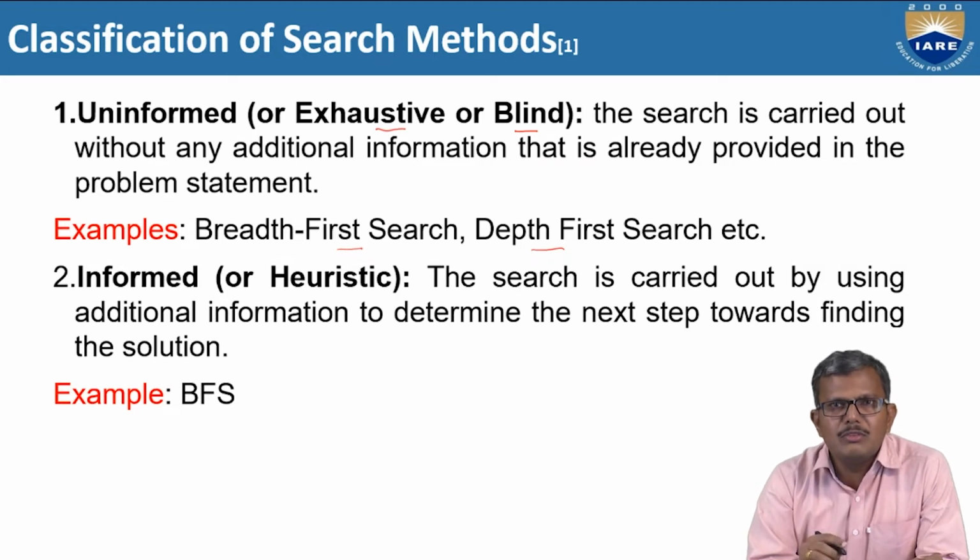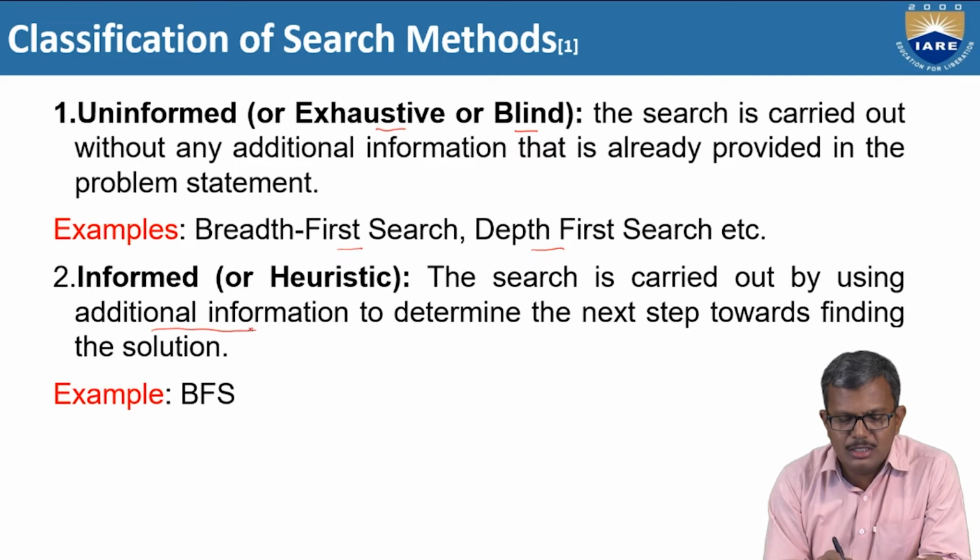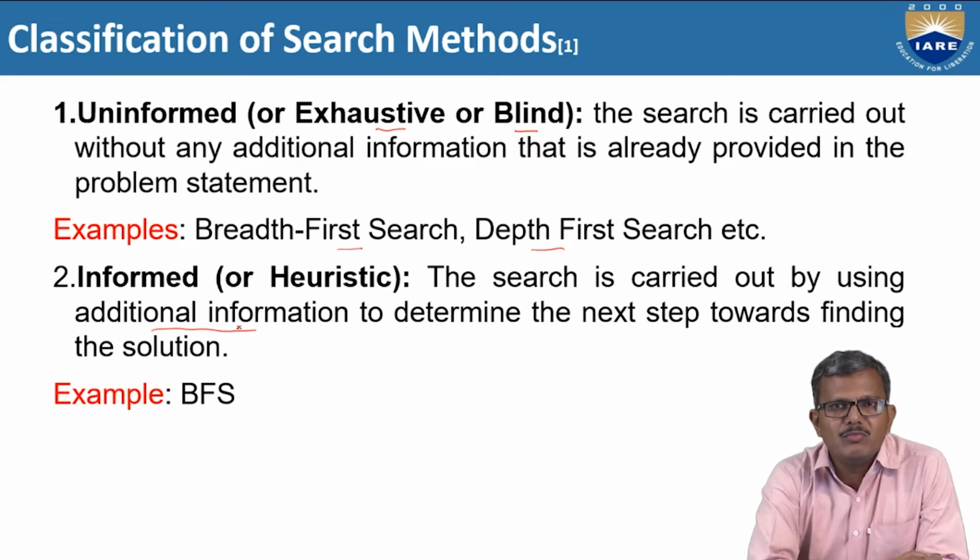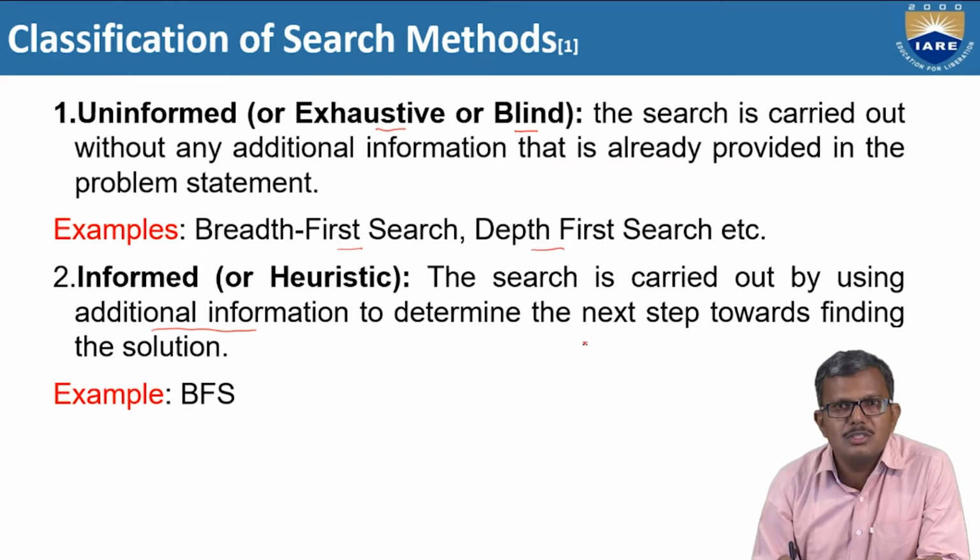So for that, we are going to study the other type of search techniques, which is called informed search techniques or heuristic search techniques. The difference between uninformed and informed is that we are going to take the help of additional information. This additional information is going to give some support in order to identify the next step which I have to take, right?